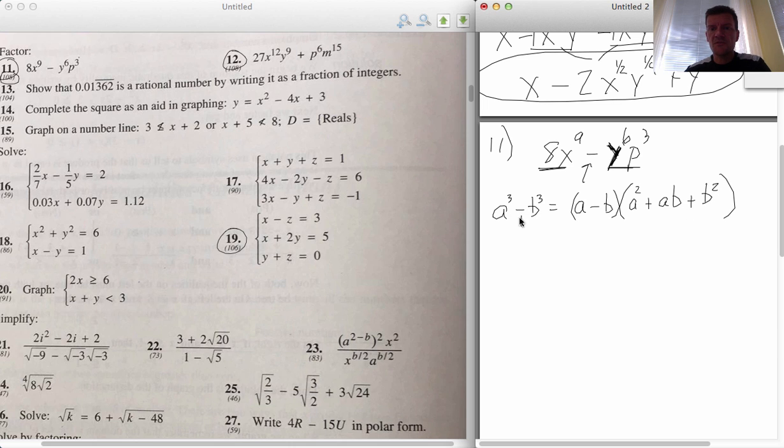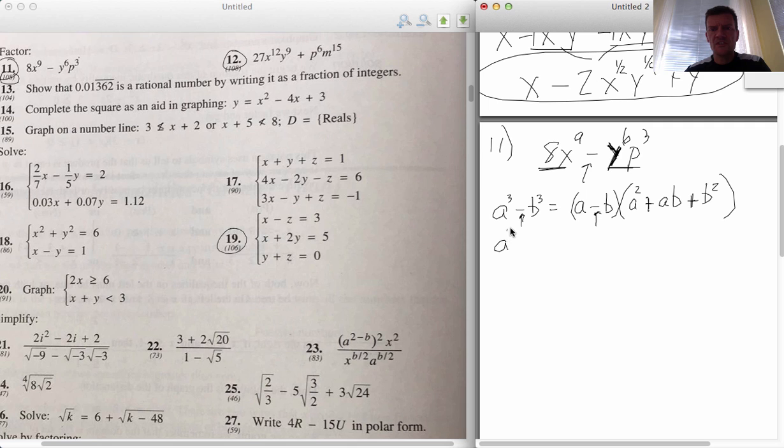So if it's the difference of 2 cubes, then it factors into a minus b, the same sign as this, and then times a squared, which is the first term in this trinomial, then ab, and then b squared is the last term, and they're both plus.